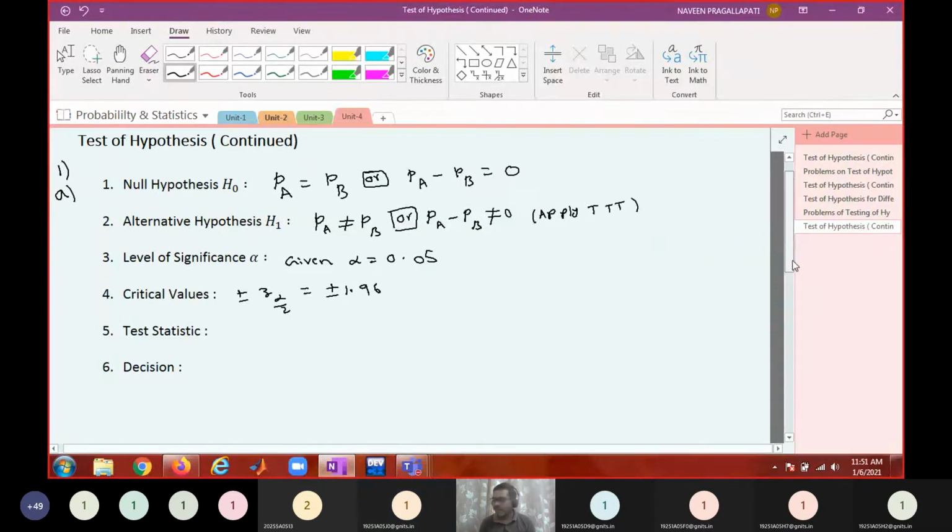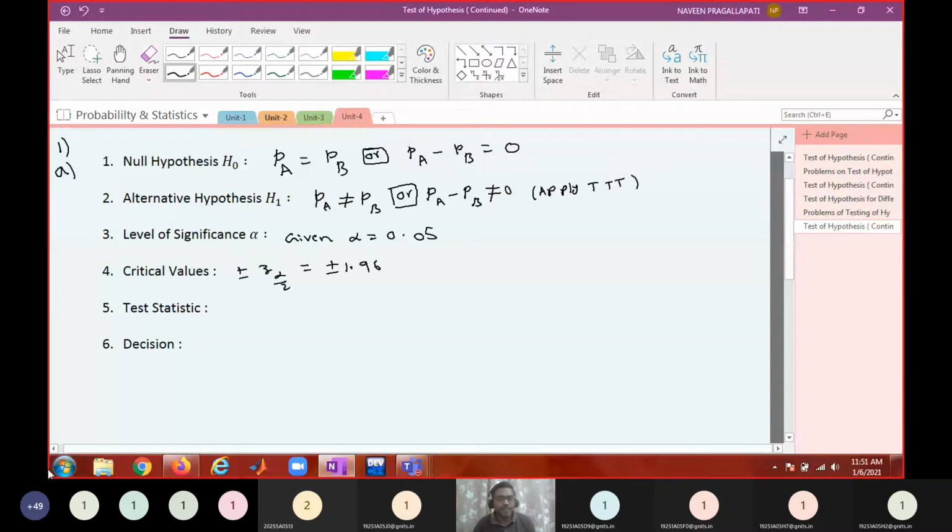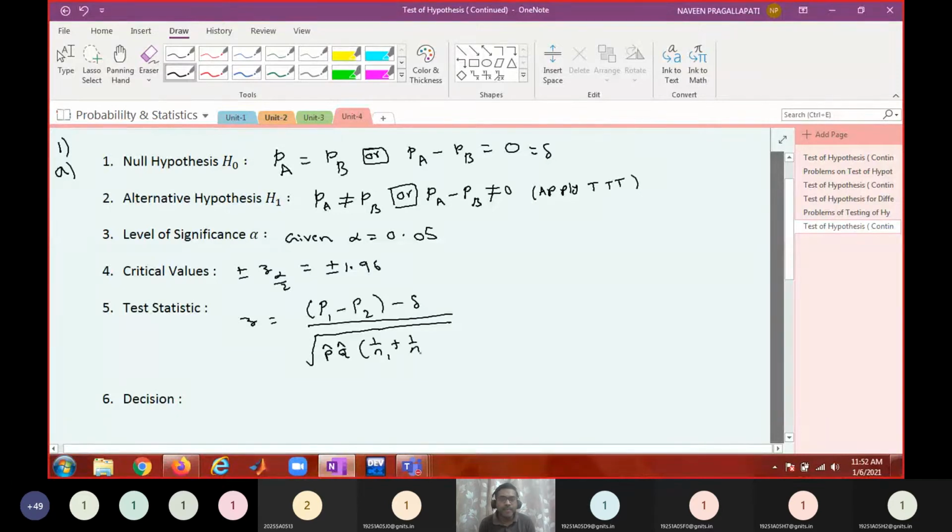Now I'm going to consider this pooled proportion. First you compute P cap. So what is P cap? First, write the formula. Test statistic Z equals P1 minus P2 minus delta, what is delta, this is delta, divided by the root of P cap Q cap into 1 by N1 plus 1 by N2.